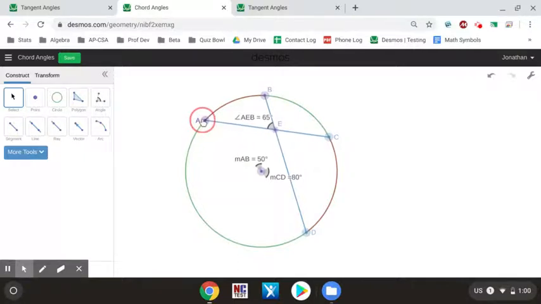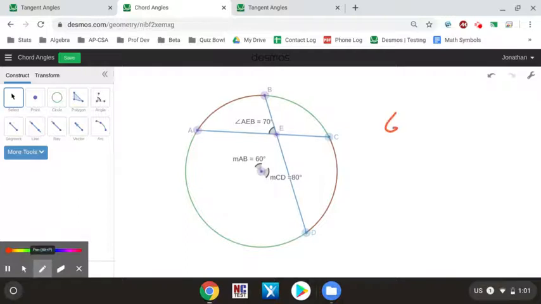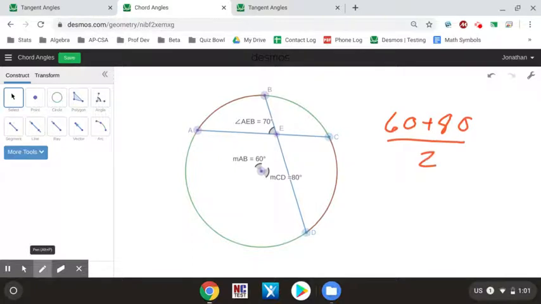No, it doesn't. You could make it smaller, and I could do, for example, if I had 80 and 60, that would give me a value. I'm sorry, if that's 80 and 40, that gives me an angle of 60. Or if I had something like that, that gives me an arc of 60 and an arc of 80. That gives me 70. Because once again, if I were to average these, I would have 60 plus 80 divided by 2 is equal to 70.